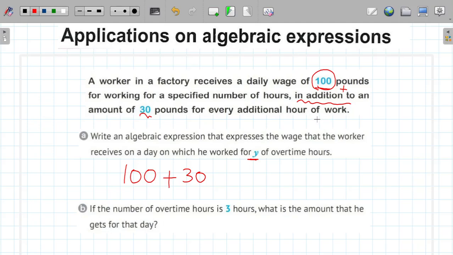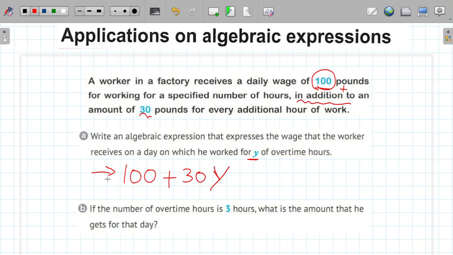So I have here a repeating amount. It's 30 plus 30 plus 30 plus 30, so I have here multiplication. So it will be 30 times y. Y here is the number of overtime hours. So it will be 100 plus 30y, and this is the algebraic expression that expresses the situation here.